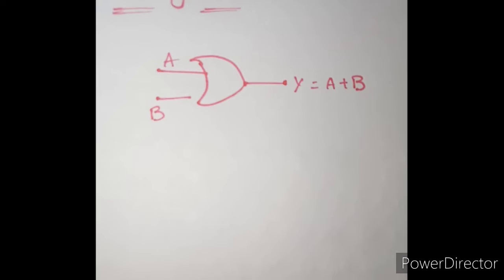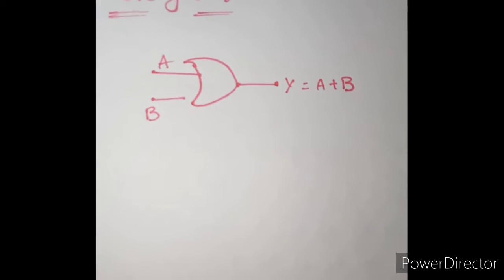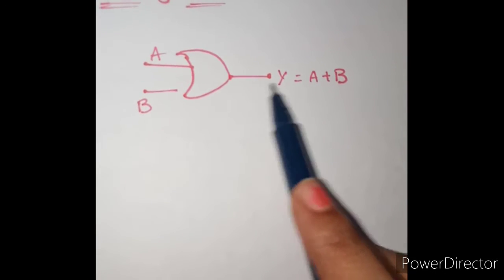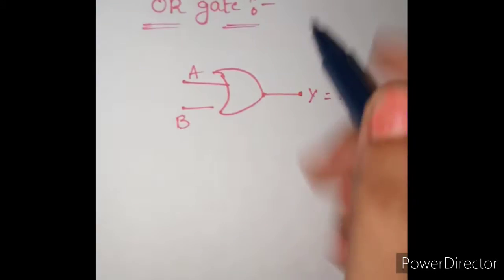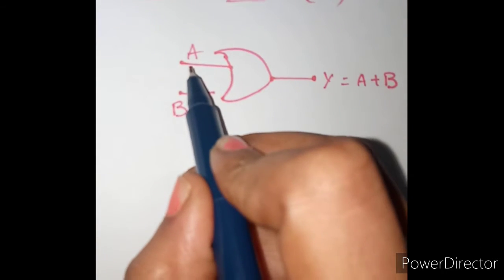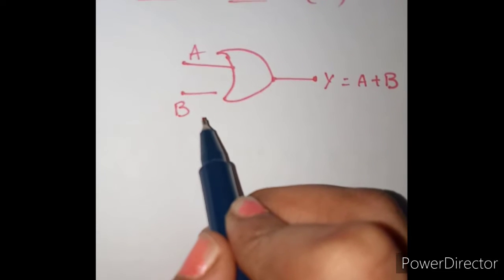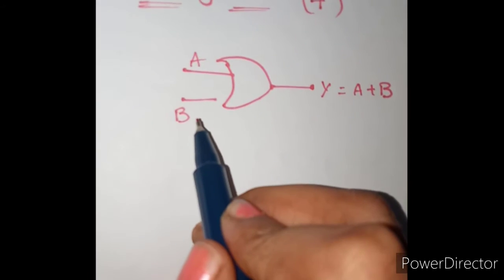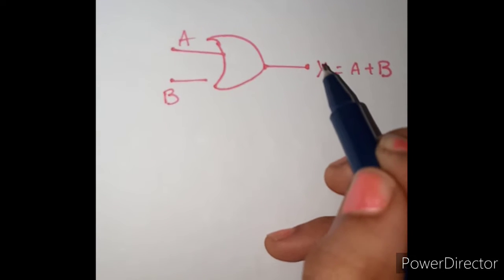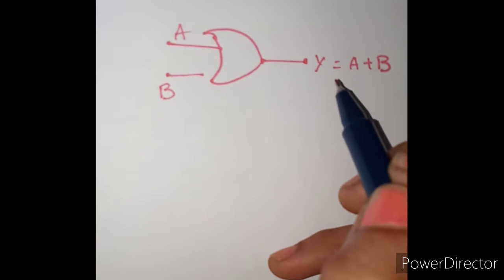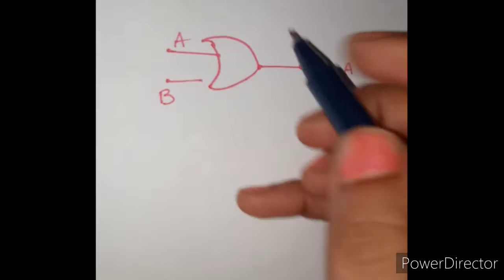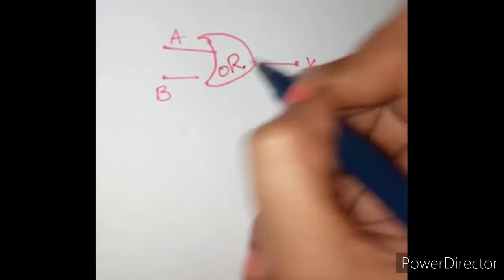Coming to the OR gate, an OR gate has two or more inputs and only one output, which is equal to the OR sum of all inputs. In the OR gate, it is denoted by the plus symbol. See here, A is the first input and B is the second input. Two inputs. The OR gate has two inputs and only one output. That means Y is the output here. Y is equal to A plus B, which is equal to the OR sum of these two inputs. This is known as the OR gate.